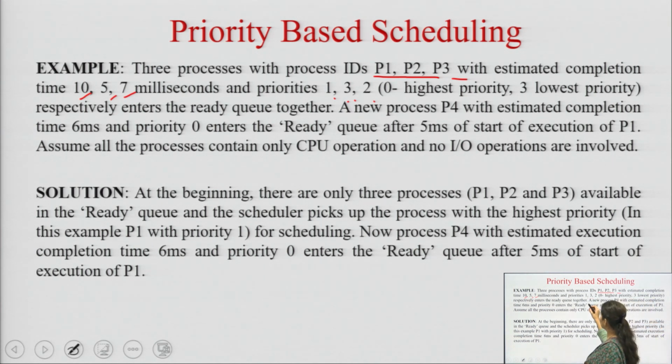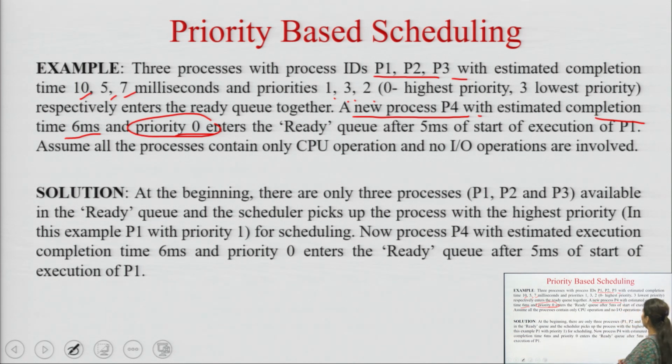Now a new process P4 with estimated completion time of 6 milliseconds and priority 0 enters the ready queue. As we can see, the task with priority 0 is given the highest priority. So, it enters the ready queue after 5 milliseconds of start of execution of P1. Again, we have to find the average waiting time and the average turnaround time. Let us see what will happen.